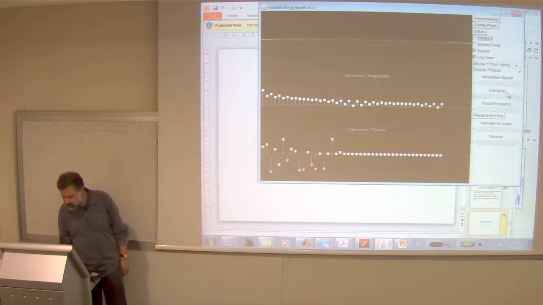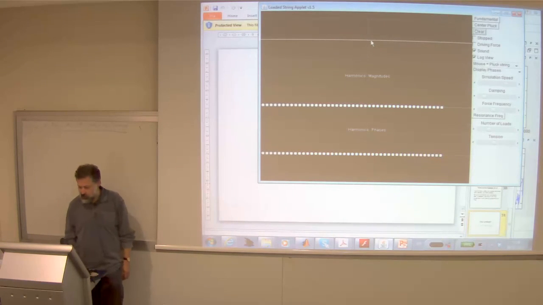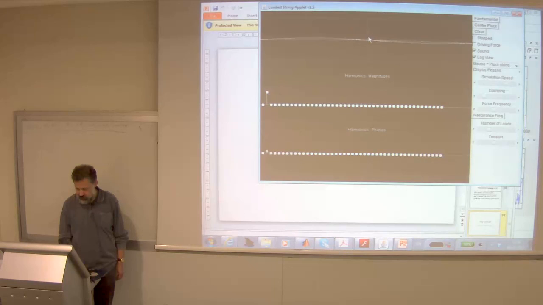The reason is that for the second harmonic, the string doesn't move in the middle. For the fourth harmonic, it doesn't move in the middle, and so on and so forth. For the even harmonics, this middle point of the string stays in its place. So when I pluck at the middle of the string, I excite only the odd harmonics. But if I pluck at a different place, I'm going to get all the harmonics, and the sound is also somehow different.